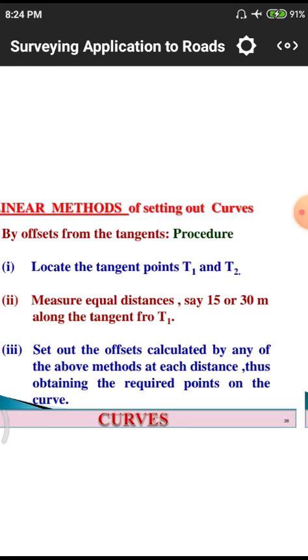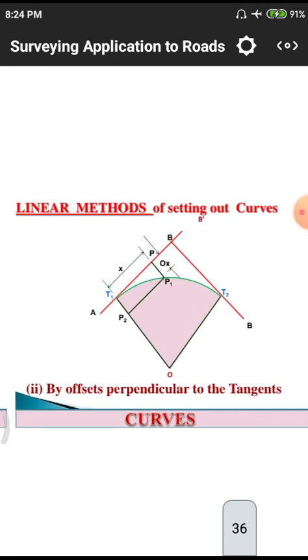Set out the offsets calculated by any of the above methods. They will give each distance at the required points on the curve. That means simply this is the offset for one particular X value, and it will give a particular location.